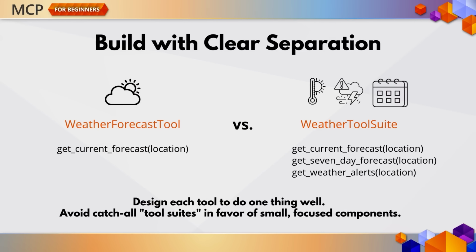Let's start with architecture. One of the most important principles to follow is single responsibility. Each tool should do one thing and do it well. This keeps your code cleaner, your APIs more predictable, and your tools easier to test and maintain. Instead of creating one mega tool that tries to handle forecasts, alerts, history, and more, you should break it out into small, focused components. This makes your tools more modular and reusable across workflows.